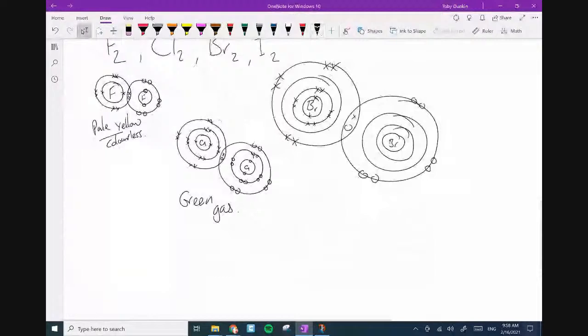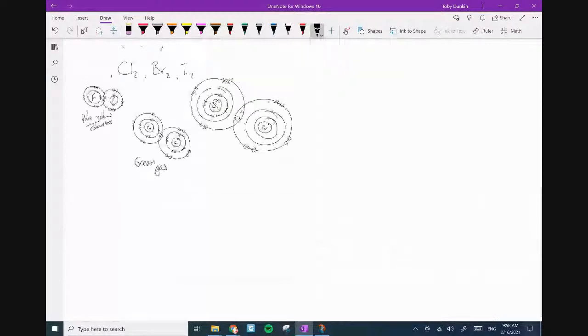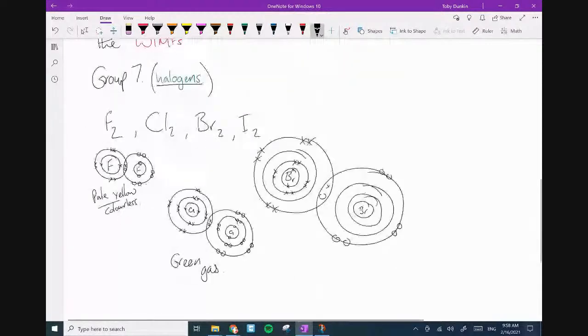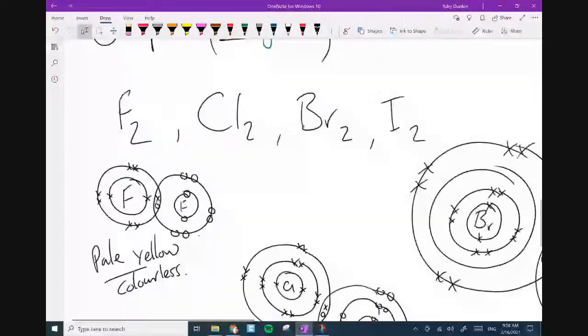Now, what that means is that, based on this one fact, the bigger the molecule, the stronger the WIMFS. So who's going to have, out of this group, is this for A level 2?